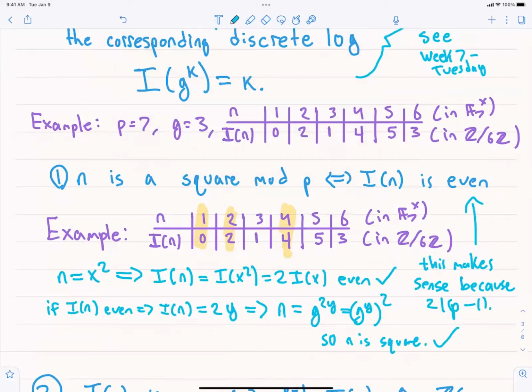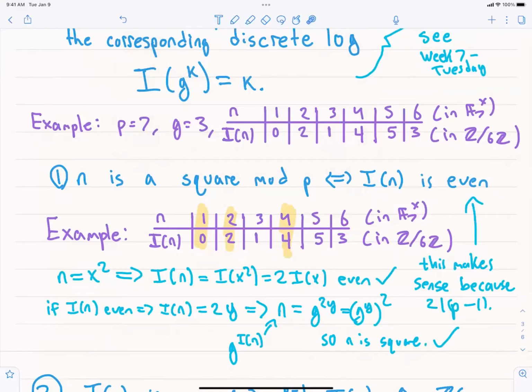So that's all that's going on. And this divisibility by 2 for the discrete logarithm just comes from the fact that when you have a square, you pull down that 2. Maybe I should write this n that appeared in this equation here. This was n because g to the I of n is equal to n. Okay, so good. So we have that n is a square mod p if and only if I of n is even.